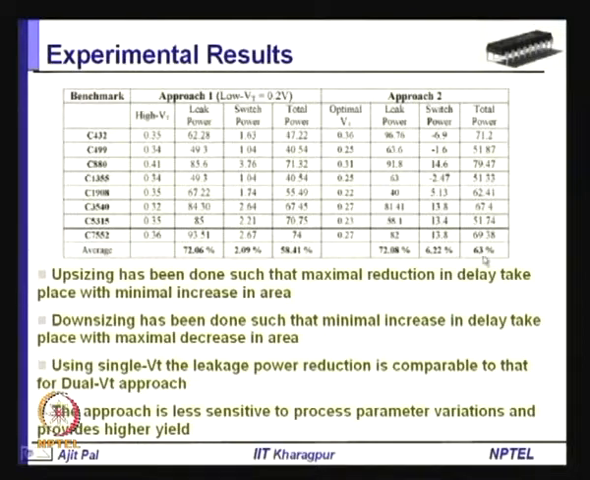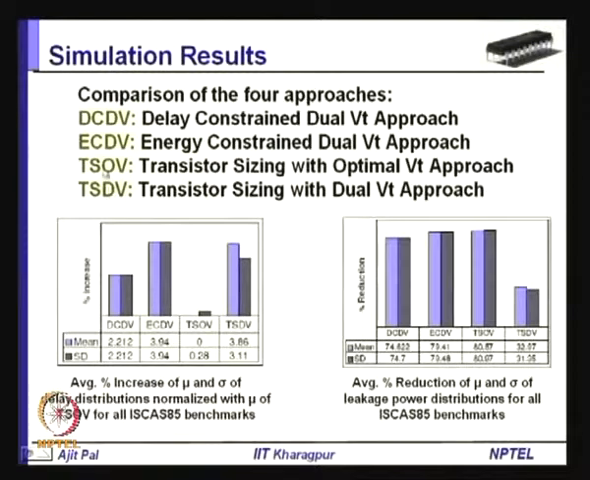This reduction is arising because of downsizing of the gates on the non-critical path. So, the capacitance reduces. Upsizing has been done such that maximal reduction in delay takes place with minimal increase in area. Downsizing has been done such that minimal increase in delay takes place with maximal decrease in area. So, using single VT, the leakage power reduction is comparable to that of the dual VT approach, and the approach is less sensitive to process parameter variations and provides higher yield. So, this has been verified.